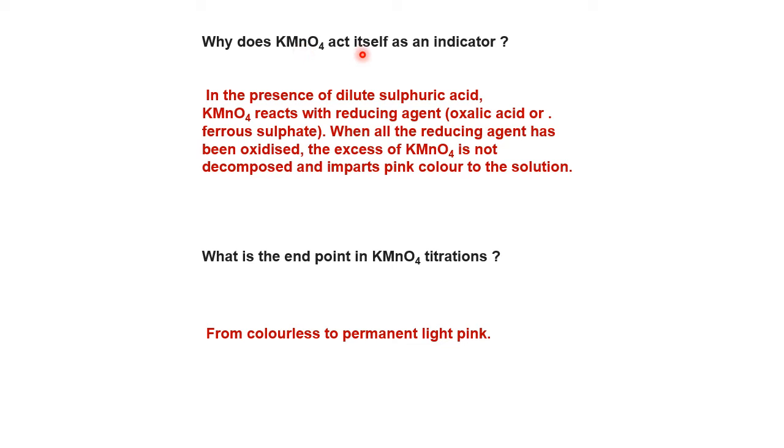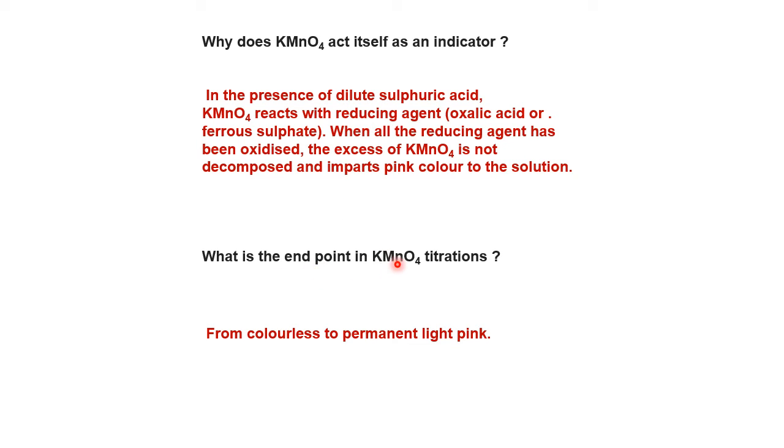Why does KMnO4 act itself as an indicator? Because of its intense purple color. As long as it is reacting, its color will change. Once the reaction completes, the pink color or the purple color of the KMnO4 remains. The reaction is over, that color will remain in the flask, and that will give the indication. That is the end point. So therefore, it is used as a self indicator.